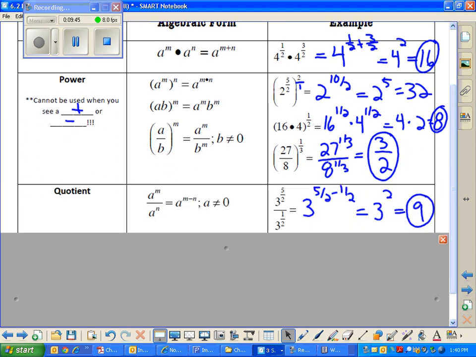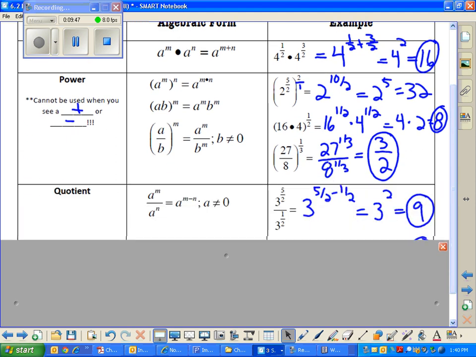Okay. And then we have our quotient property. It allows us to subtract our exponents. So if you have 3 to the 5/2 over 3 to the 1/2, 5/2 minus 1/2, that's 4 over 2. So you see I have 3 squared there, and then that's 9.